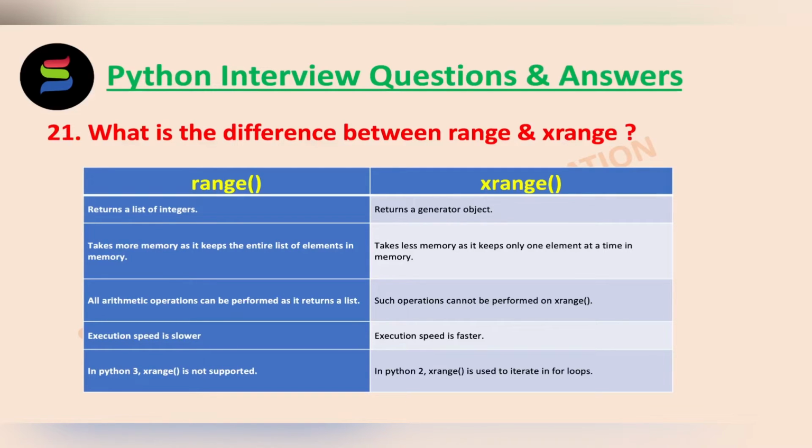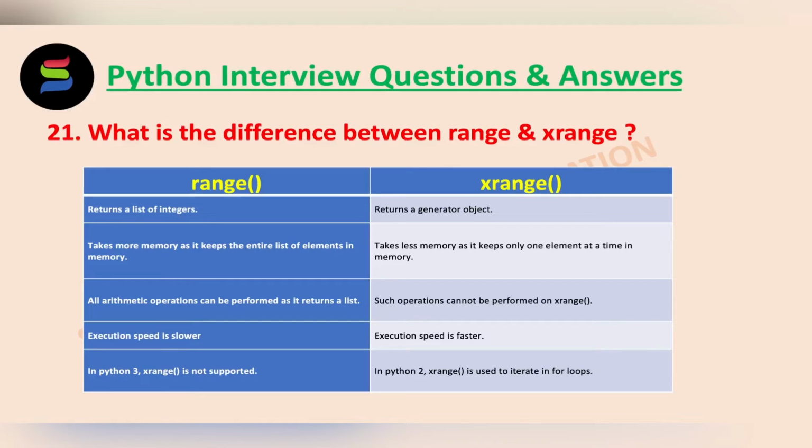Okay. Then range function's execution speed is slower, whereas xrange execution speed is faster. The xrange function is faster in implementation than range function, as the xrange function evaluates the generator object only when required and not when the generator function is created. Okay. Then we will move to the next point.